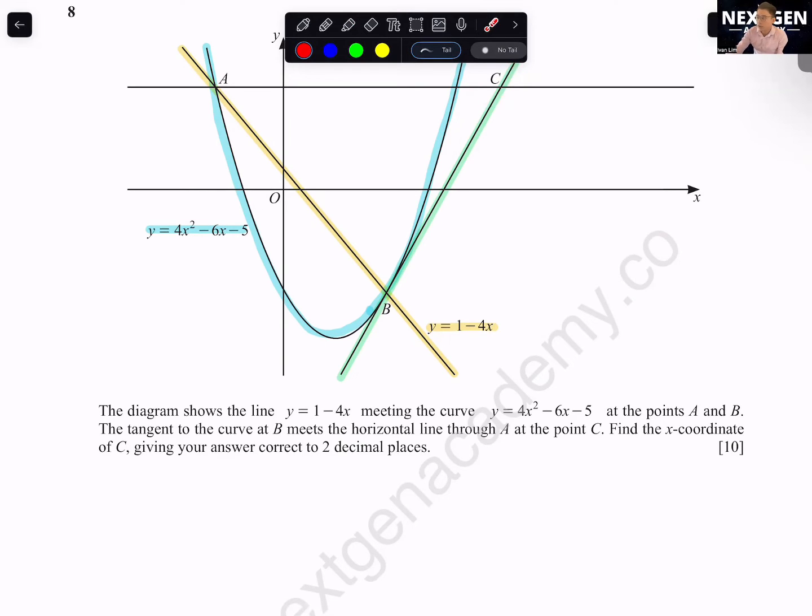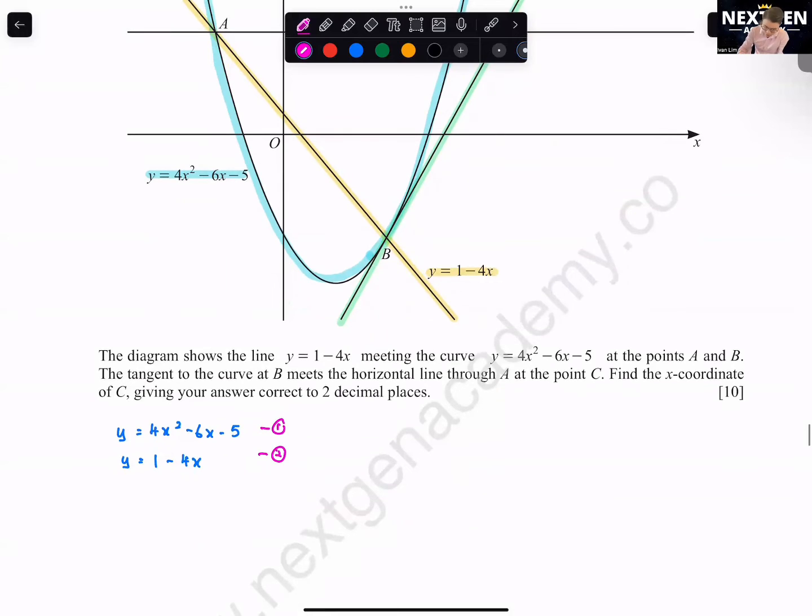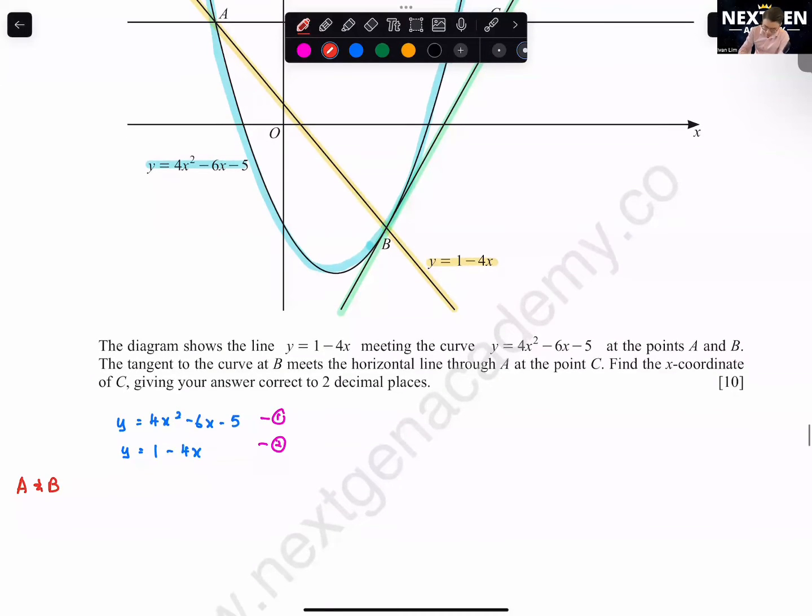Let's find what are the coordinates of A and B. Y equals 4x squared minus 6x minus 5. Then this one, y equals 1 minus 4x. Okay, I got equation 1 and 2. Now I want to find A and B first.